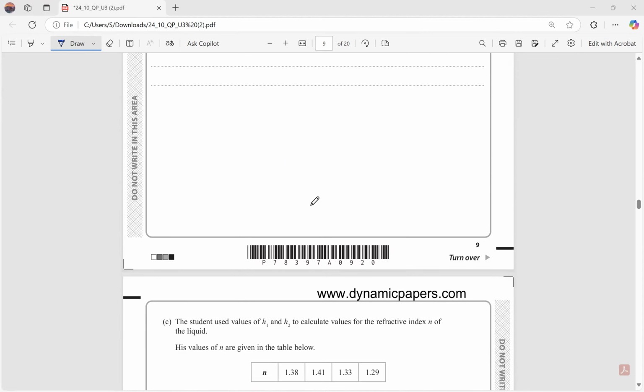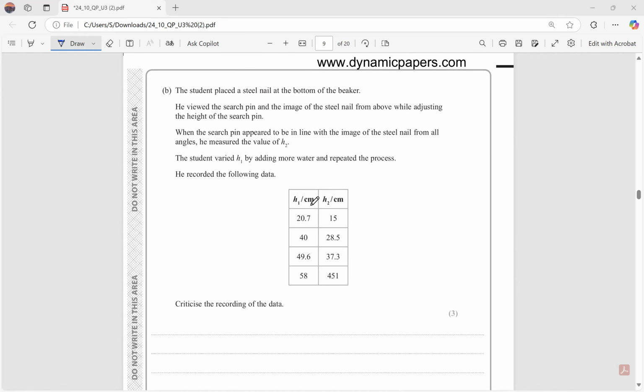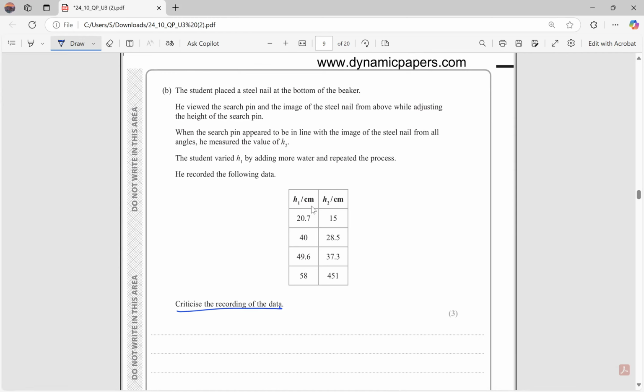So sometimes they tell you a lot of information that's kind of like background. Now, most of the time it is important, all the information that they tell you. But sometimes it might be for a part that comes later in the question. So when you're about to read this part, also look at what the question actually is. And if the question does not relate to that, like if it's just a simple question, like over here, there is some data given and you have to criticize the recording of the data. This is again a common question. It appears in every single Unit 3 paper.